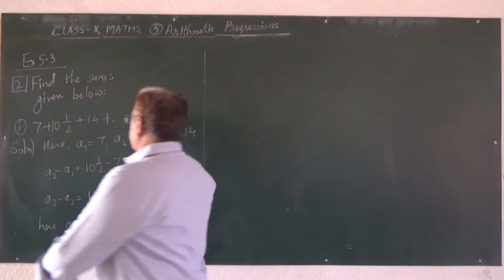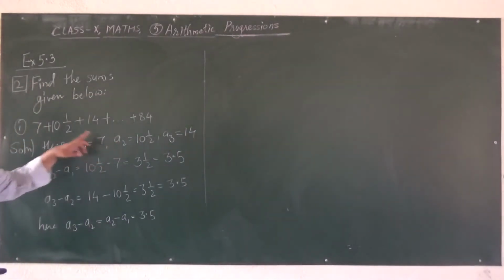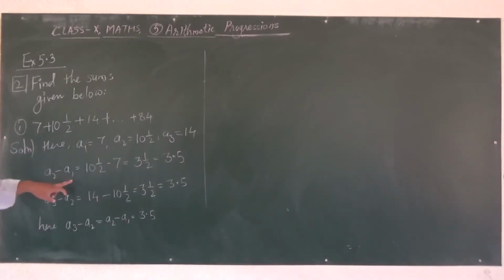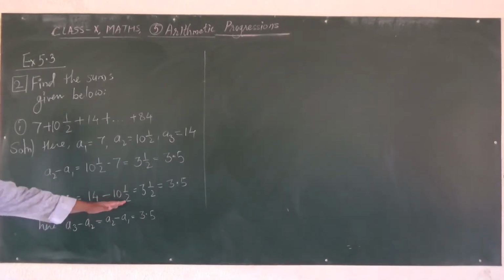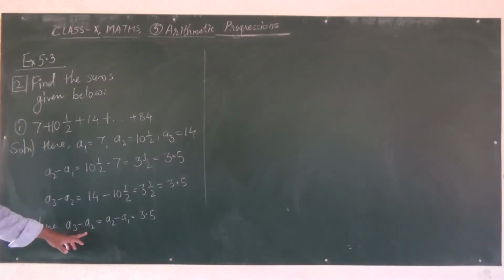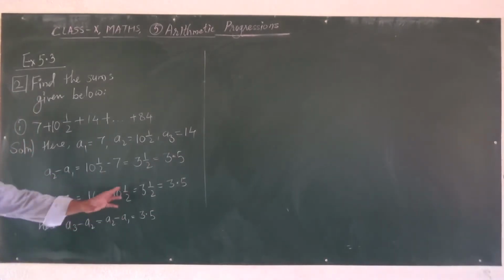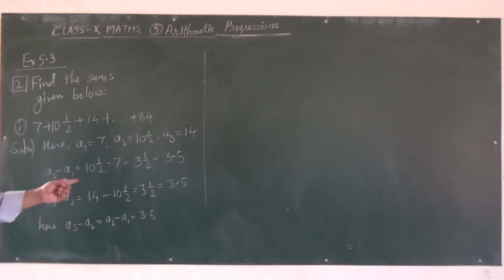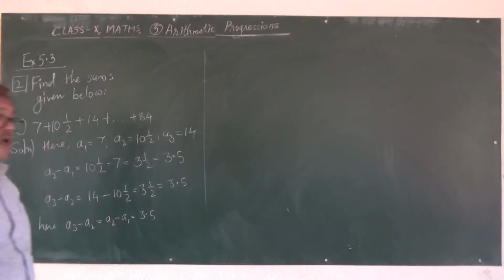So let us see. Here A1 is 7, A2 is 10 and 1 by 2, A3 is 14. A2 minus A1 is 10 and 1 upon 2 minus 7, that is 3 and 1 upon 2, that is 3.5. A3 minus A2 is 14 minus 10 and 1 upon 2, so 3 and 1 upon 2, that is 3.5. Here A3 minus A2 is equal to A2 minus A1, which is 3.5. So the common difference is 3.5, and these numbers form an AP.